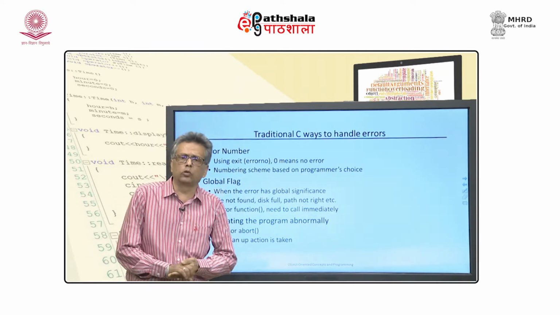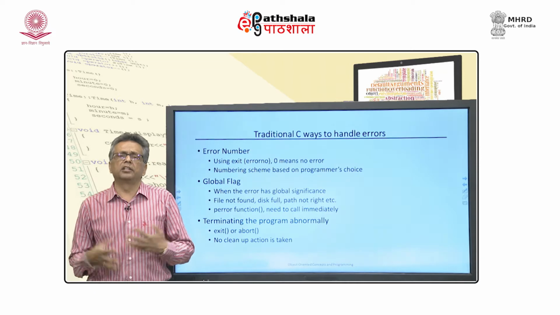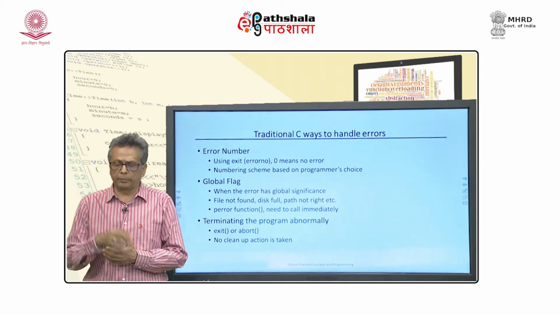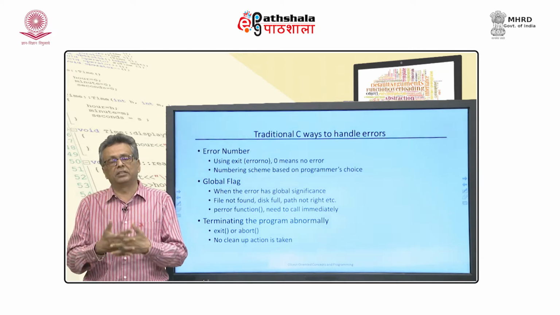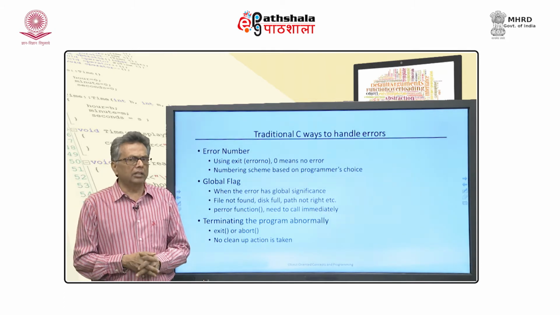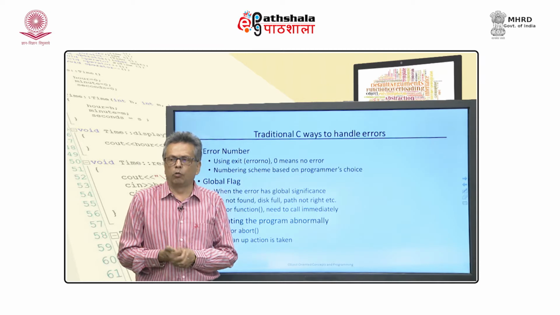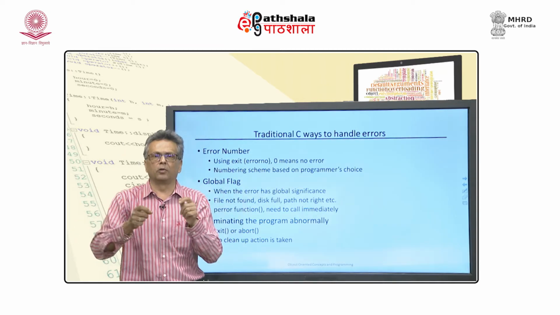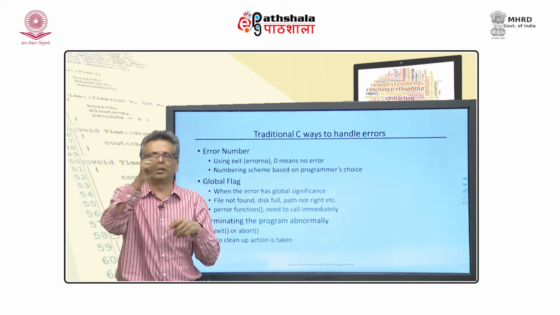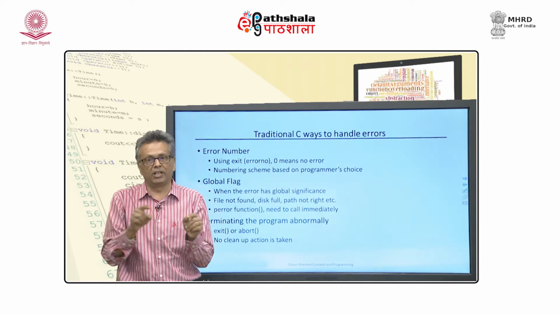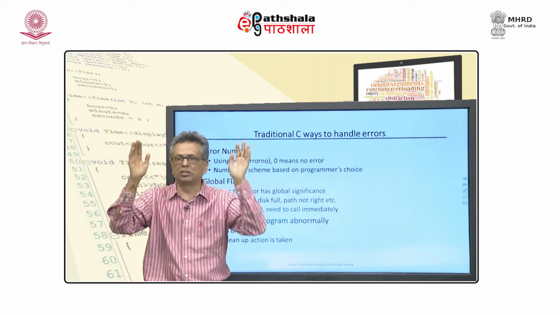Okay, let us look at the traditional C ways of finding errors and managing errors, not only finding errors, but managing errors. There are three basic methods. The first method is called error number. Whenever you are writing a program, normally you write int main and then at the end you probably have written 0 without really knowing what this means.